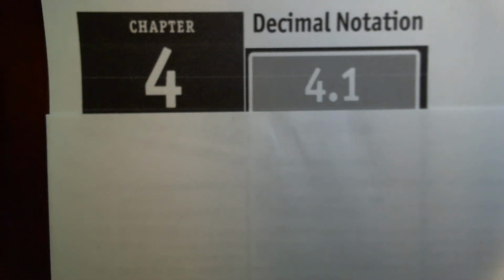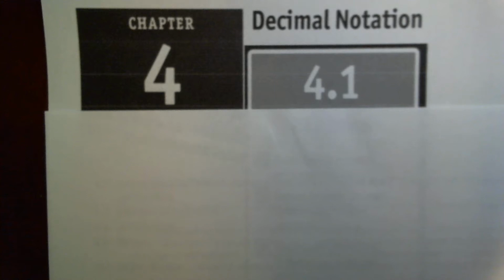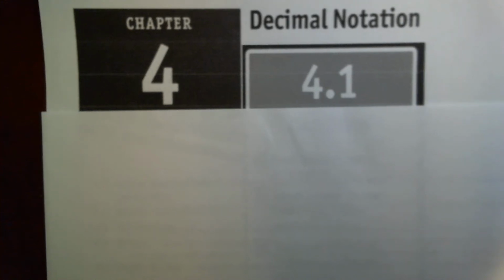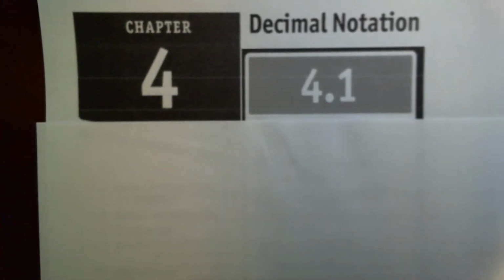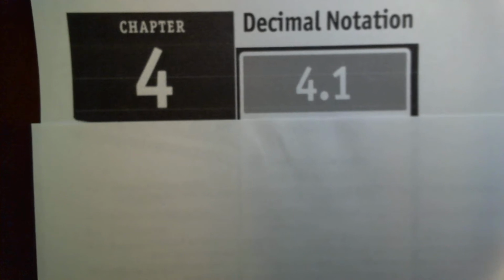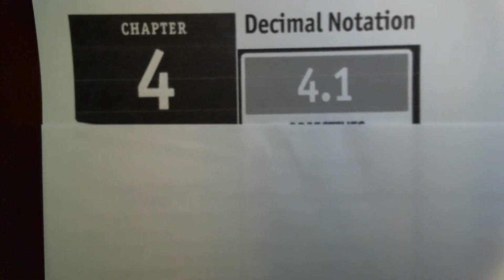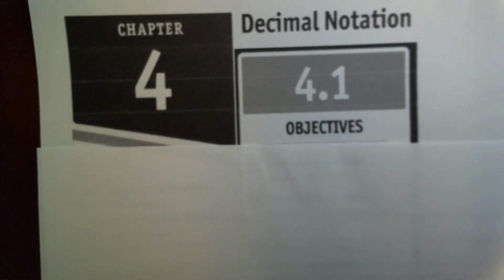Chapter 4 is all about decimal notation. You're probably familiar with the term decimal notation, and chances are you've used it at some point in time. It was developed in Europe in the late 1500s and early 1600s, and it was used from that point on in various forms.